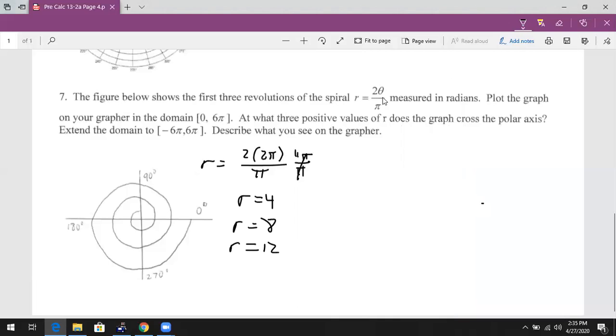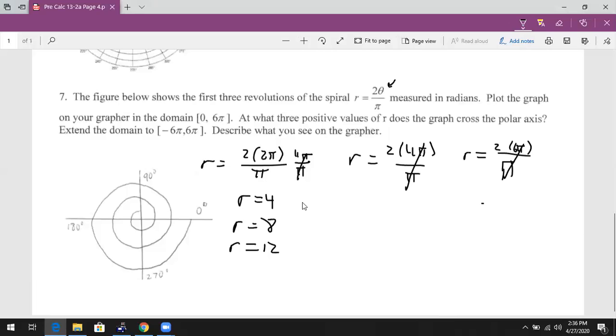And basically it has to do with our angles of rotation. Rotate it all the way around, we get our first one. Rotate it around 2 times, we get our second one, 2 times 4 is 8. Rotate it around 3 times, or 6 pi, 2 times 6 is 12.